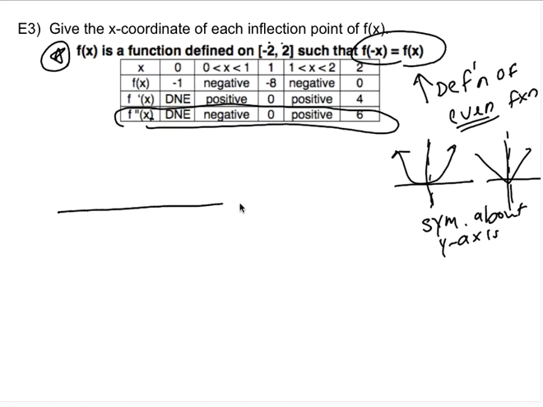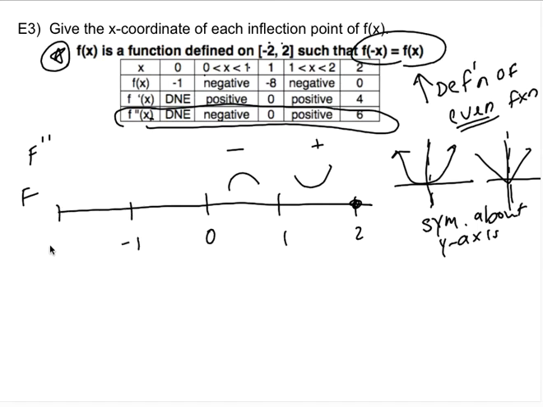So let's look at what we're talking about here. Here's 0 and 1 and 2, and that's the end point of the problem. So I know that from 0 to 1, f double prime is negative and then positive, meaning that f is concave down and then concave up. The question is what's happening on the other side of this. Well, think about it this way. If we draw a sample of concave down and then concave up, remember that what it means to be even is that you fold over the y-axis. You're symmetric over the y-axis.